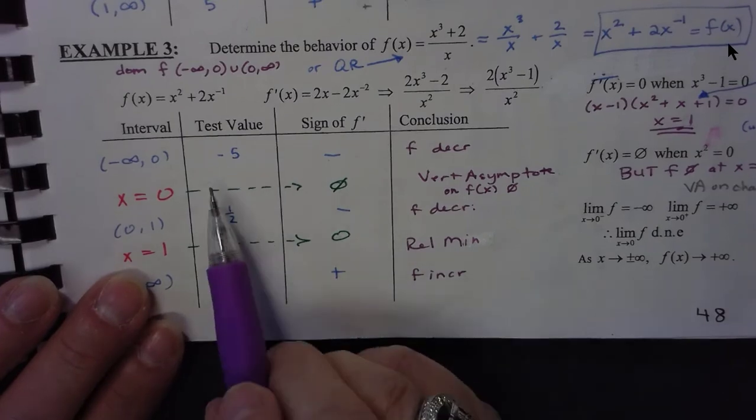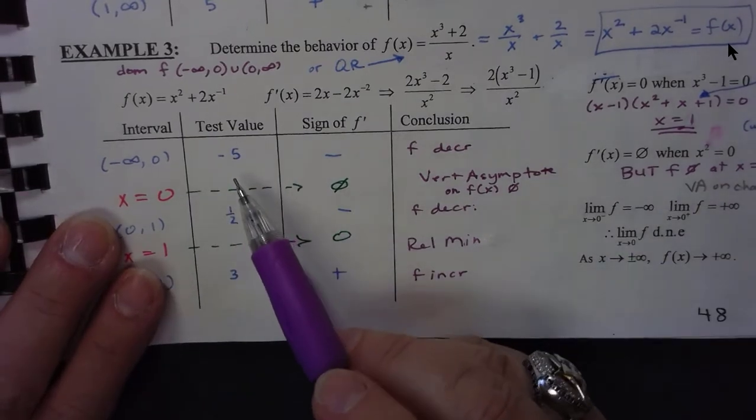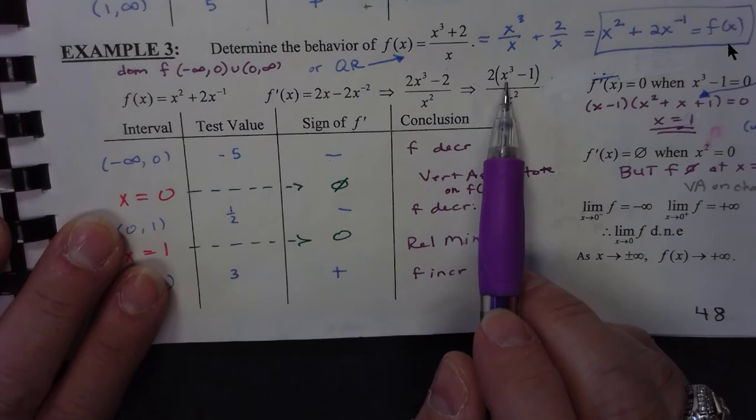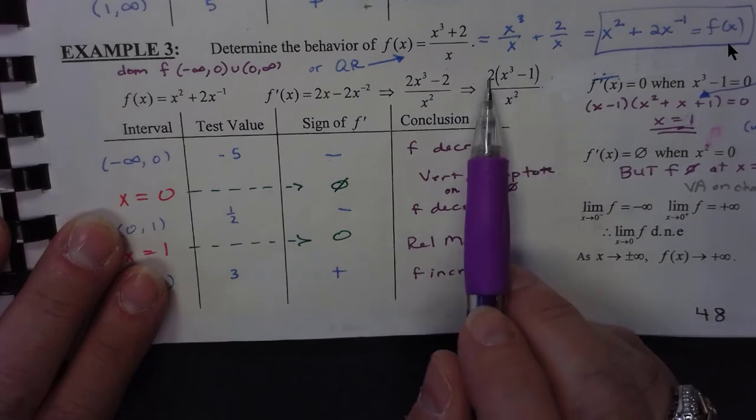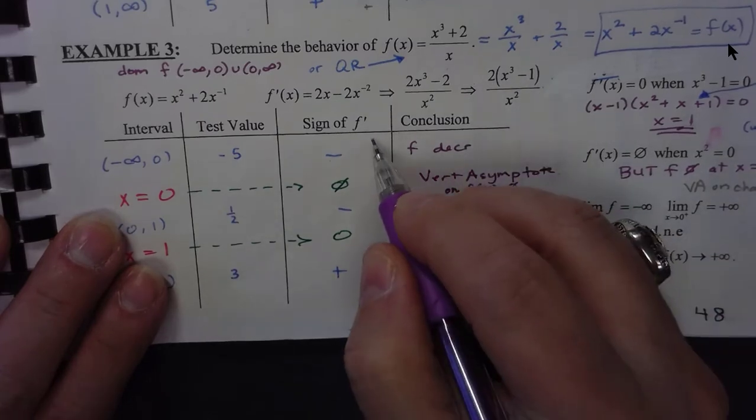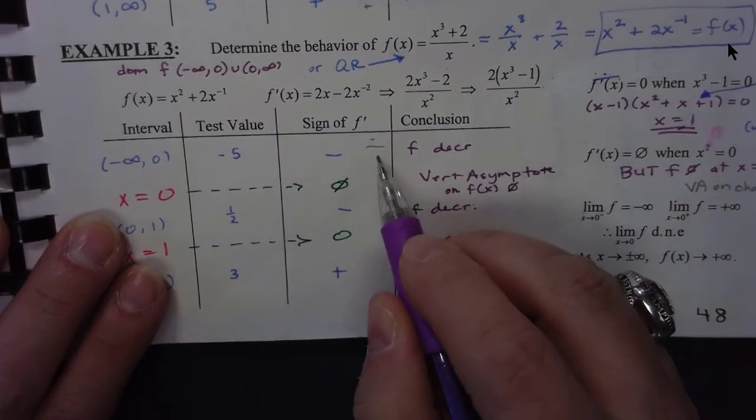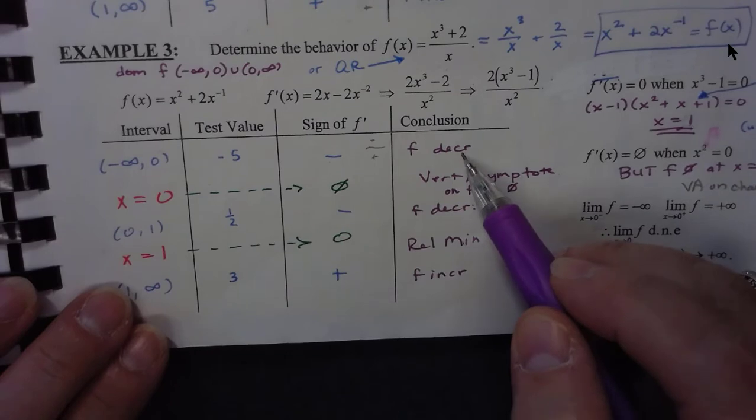So we're going to pick a number smaller than 0. I picked -5. Go here, substitute -5 in. -5 cubed is really big. Minus 1 is negative. Times 2, so the top is going to be negative. The bottom is going to be -5 squared, positive, so that makes this negative, f decreasing.